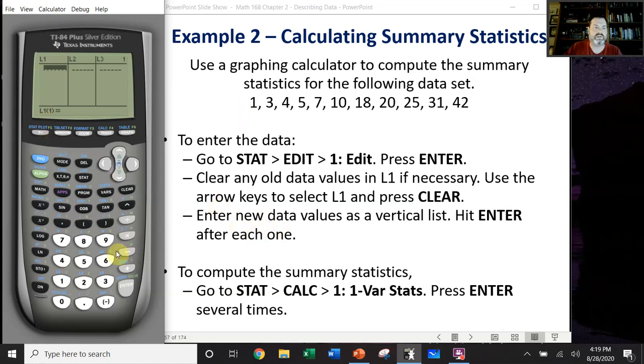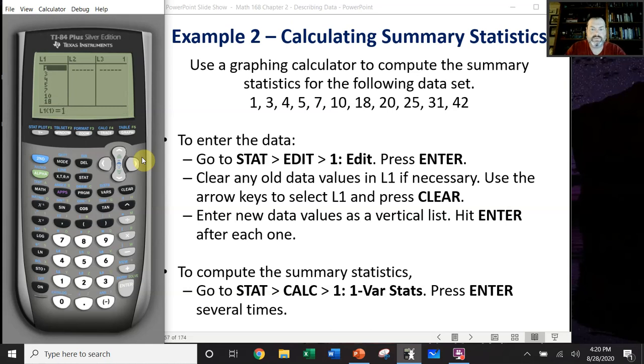Enter new data values as a vertical list. So, all right: 1, enter, 3, enter, 4, enter, 5, enter, 7, enter, 10. You guys get the idea here. And then go back through and make sure that they actually went in correctly: 20, 25, 31, 42. Yeah, so you can scroll up and down with your arrow keys. Just make sure you entered it correctly, because once the numbers are in here, you don't really have any control over what they do. Okay.